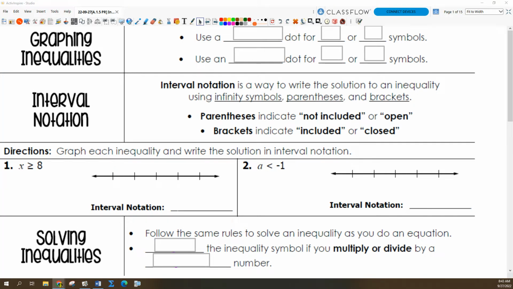All right, so we're going to look at inequalities, a review of inequalities today. And this should all be review. I know you guys have done this stuff before, but we'll run through it. So let's talk about graphing inequalities.